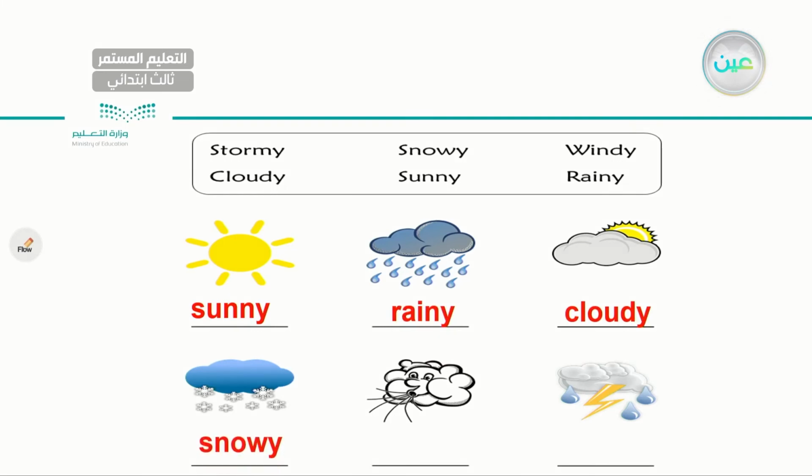Next, snowy. Moving to the next one, that blows. It's windy. And the last one, it is stormy. Let's read our answers. Sunny, rainy, cloudy, snowy, windy, and stormy. Very good, my dear student.